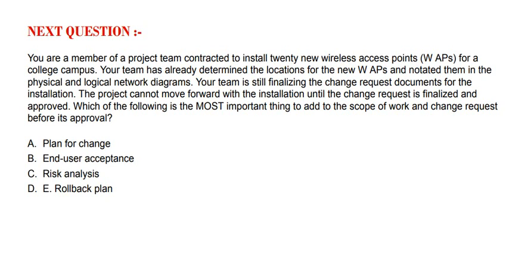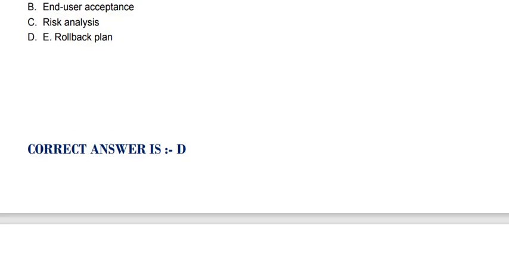The project cannot move forward with the installation until the change request is finalized and approved. Which of the following is the most important thing to add to the scope of work and change request before its approval? And the options are option A plan for change, option B end user acceptance, option C risk analysis, and option D rollback plan. The correct option is option D.